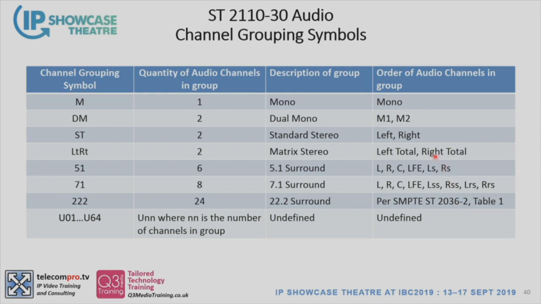The last big thing that we did in 2110-30 was we added some metadata for grouping channels together. So instead of just a whole bunch of mono audio channels, we have stereo, we have dual mono, we have matrix stereo, surround sound 5.1, surround sound 7.1, surround sound 22.2, and of course, being a normal standard, we have an open-ended one. So if you need 7 channels or 13 channels of audio, you can also specify that using the metadata for ST2110-30.